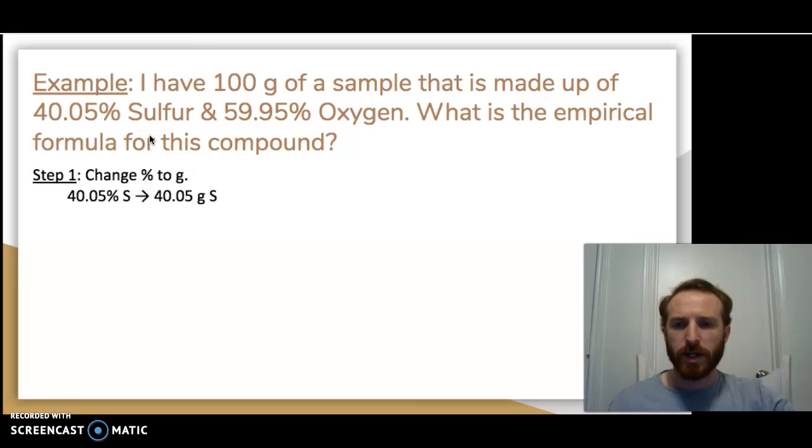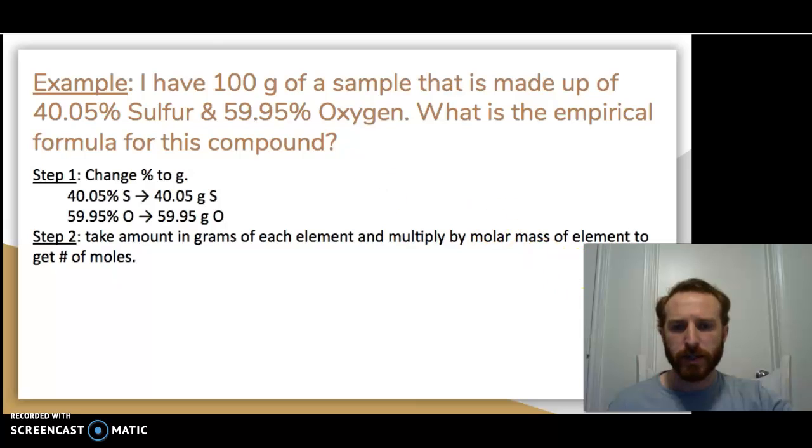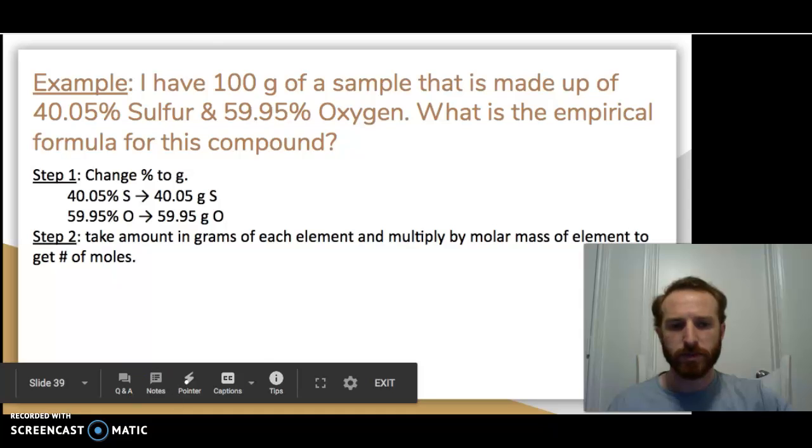Let's do that for both sulfur and oxygen. Step 2 is to take the amount in grams of each element and multiply it by the molar mass of the element to get the number of moles. So I take 40.05 grams of sulfur times the molar mass. I could do that one of two ways: either 1 mole over the mass from the periodic table for sulfur, or the grams over 1 mole. Which do you think it would be? If you put moles over grams, that would be correct.